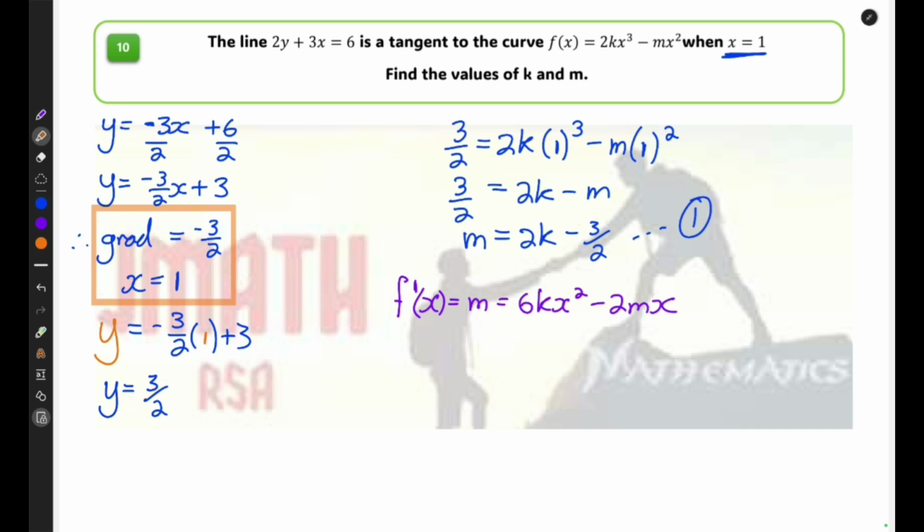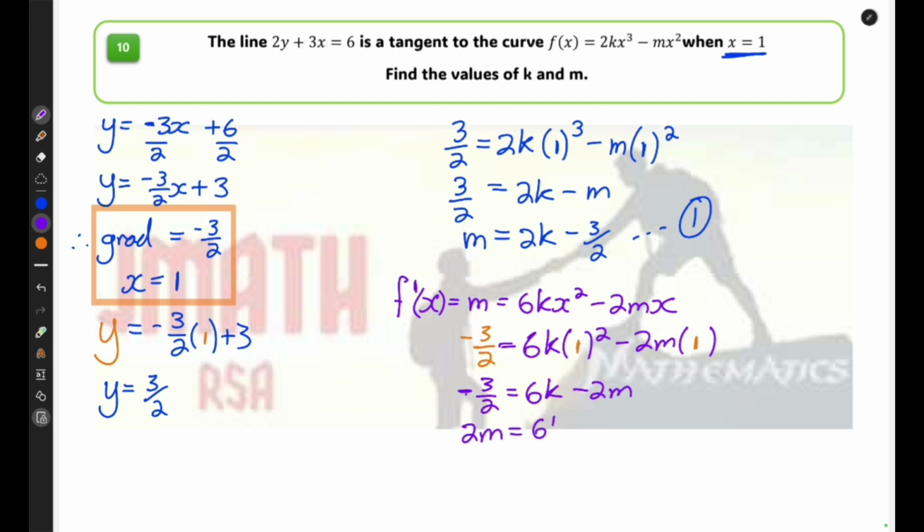But in this specific case, they tell me the gradient is minus 3 over 2 when x is equal to 1. So I'm just going to sub that in. So minus 3 over 2 is equal to 6k times 1 squared minus 2m times 1. And now I can just solve that to get equation 2 in this case. So minus 3 over 2 is equal to 6k minus 2m. Okay, so I can just simplify again to get m alone. So 2m is equal to 6k plus 3 over 2. I want m alone, so I'm just going to divide by 2 everywhere. So m is 3k plus 3 over 4. That is equation 2.